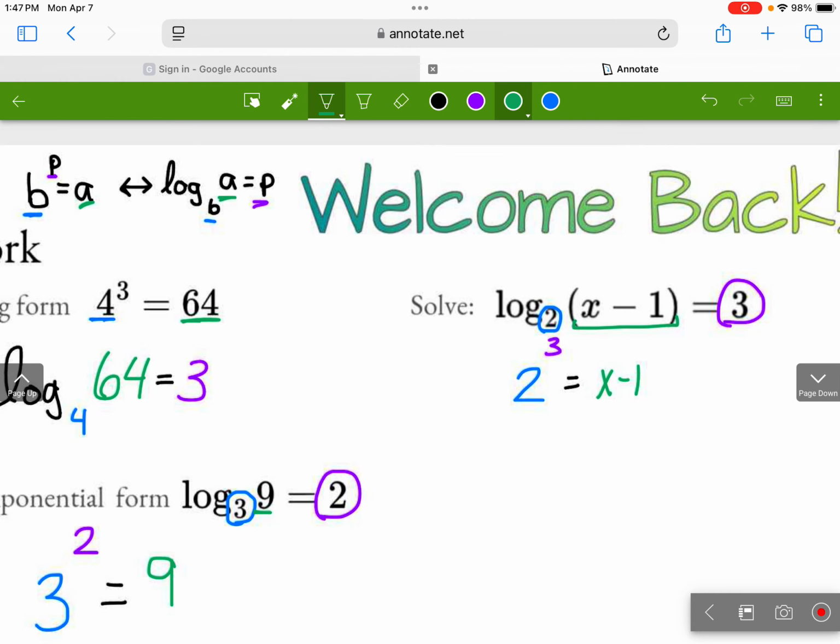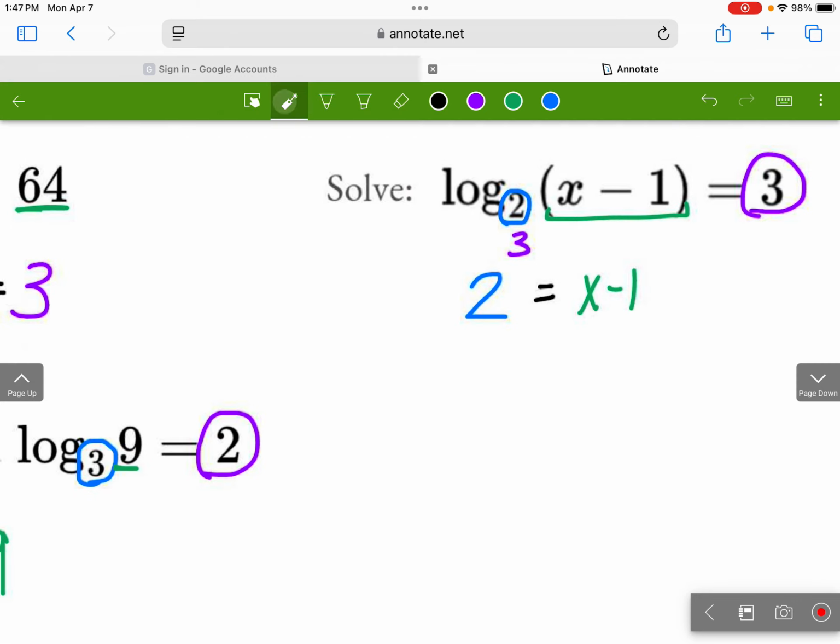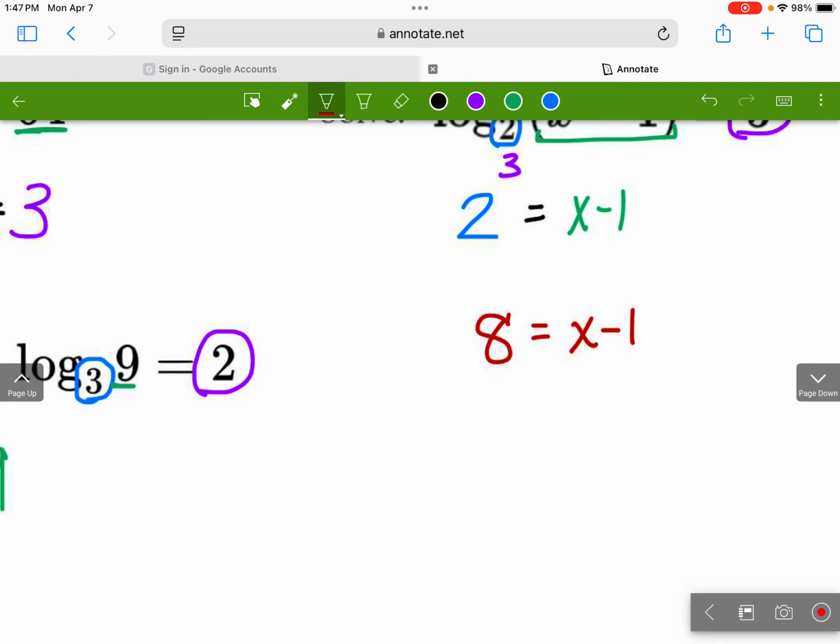If we have a log on one side, switch it back to exponential form. That makes it way easier because we're way more comfortable with it when it doesn't look like a log. How can we simplify this now? Yeah, 2 to the third is the same thing as 8 equals x minus 1. Then what? Plus 1 on both sides. So we're going to get that 9 equals x.